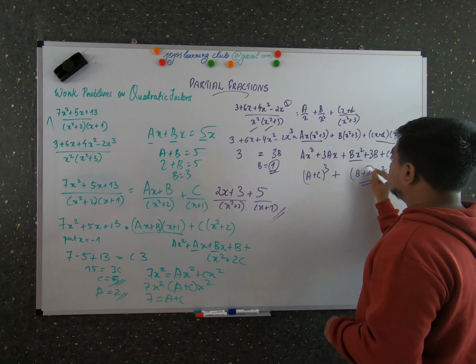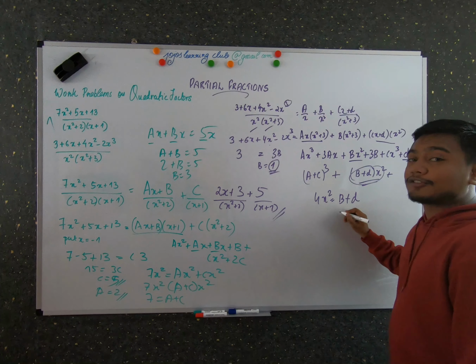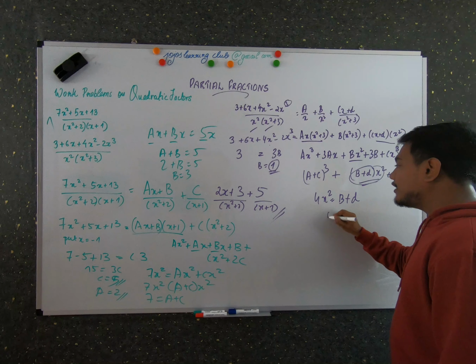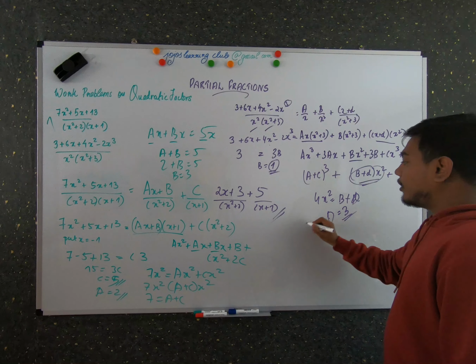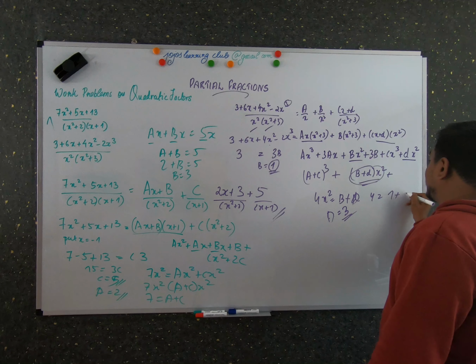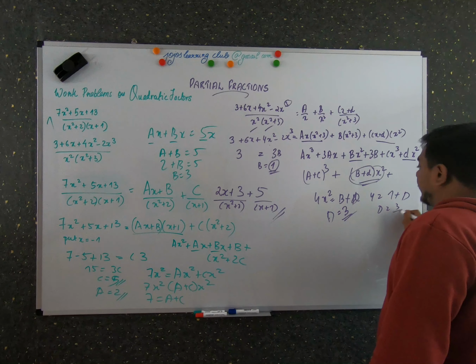Take this term, so you can find the value of d. So what is it? 4x square. You can equate it to the coefficient of x square. So b plus d equals 4. What is the value of b? B's value is already known, it is 1. So what is the value of d? D's value would be 3, because 4 is equal to 1 plus d. So d's value is 3.